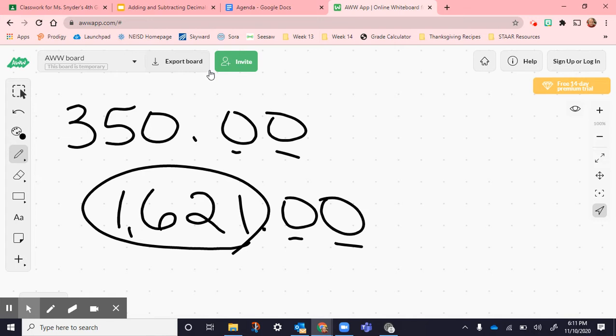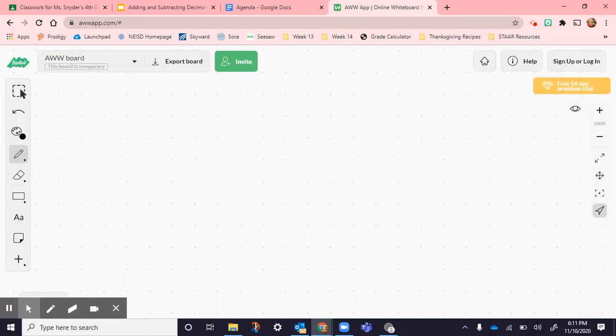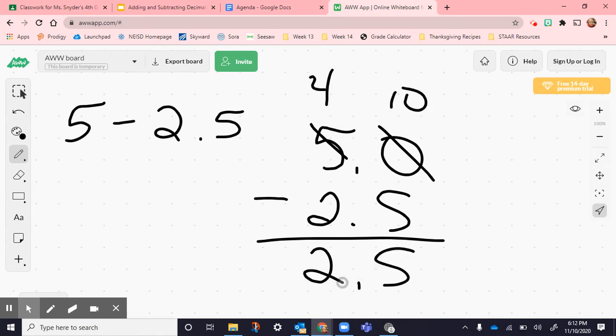But the part that puts this at a fourth grade level is that you really have to think, okay, if I'm given a whole number, for example, 5 minus 2.5, I can't just do that without lining it up and adding that decimal. Okay, so you want every single spot filled in. Then you can go and subtract. Okay, so those placeholder zeros are very, very important.